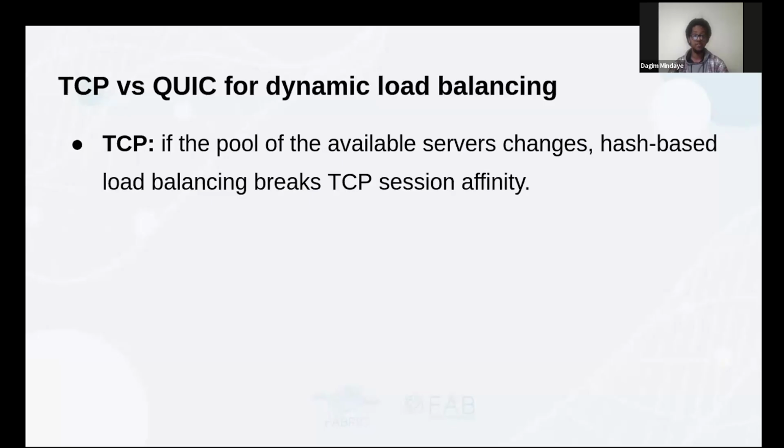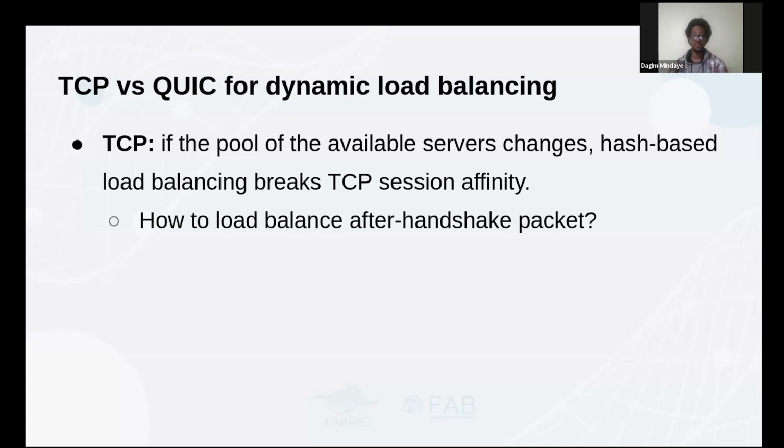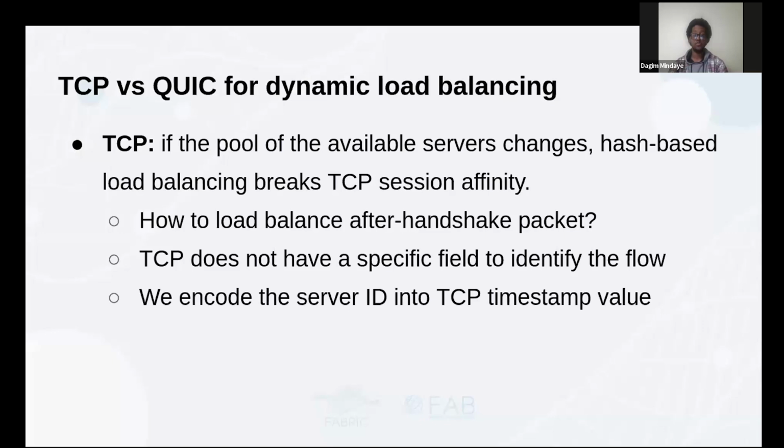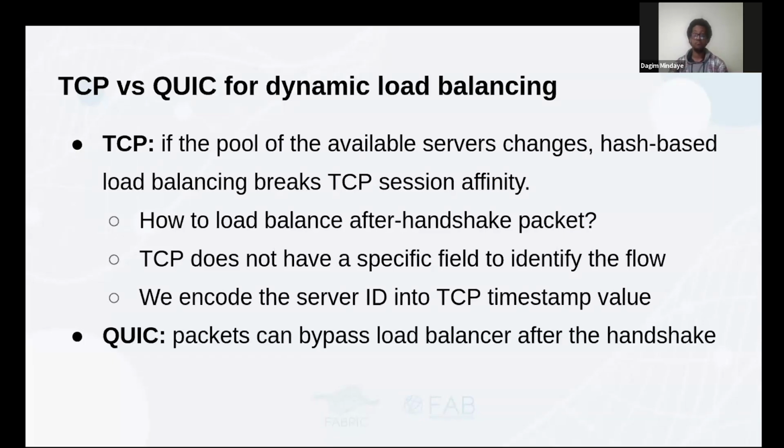So in TCP, if the pool of available servers changes at any point, hash-based load balancing will break the TCP session affinity. So how we solve this is, TCP does not have any specific field to identify the flow. So what we did is we encoded the server ID into the TCP timestamp value. So whenever a packet that's already initiated a handshake comes in, we just decode the server ID from that TCP timestamp value, and then we send it to that node. But it's different with QUIC.